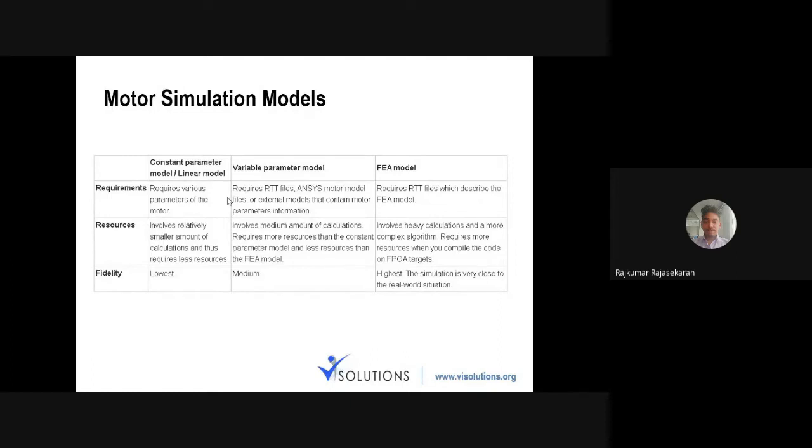So the first one is the constant parameter model, or linear model. It's a very simple model of the motor. Just by giving some simple parameters, you make the model of the motor appear. Giving some signal as input, it's going to process, calculate the data, and give you the output. It's not going to take much time to calculate anything. Various parameters of the motor are required. Those are the simple requirements.